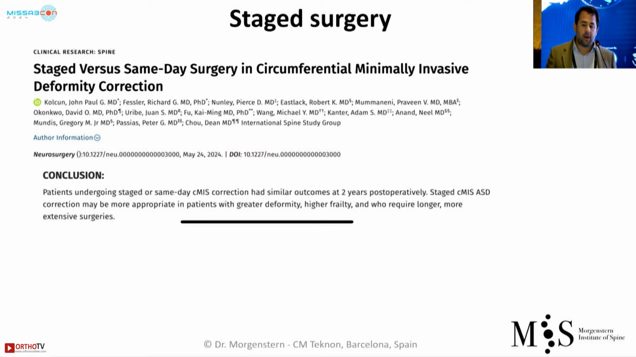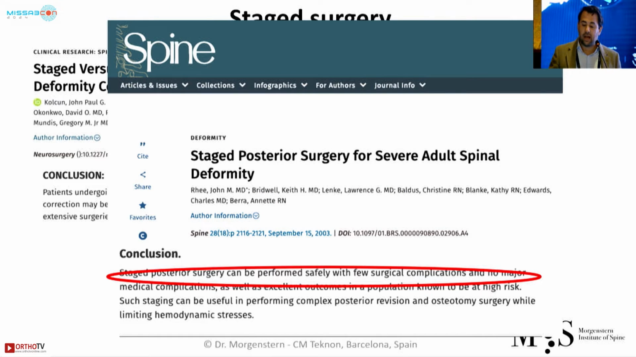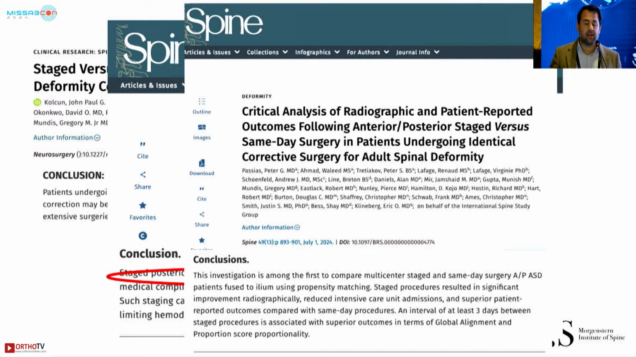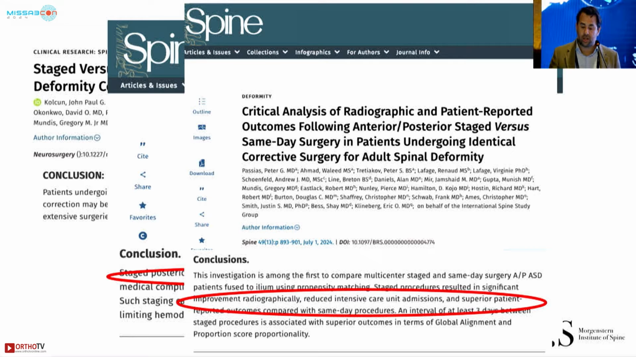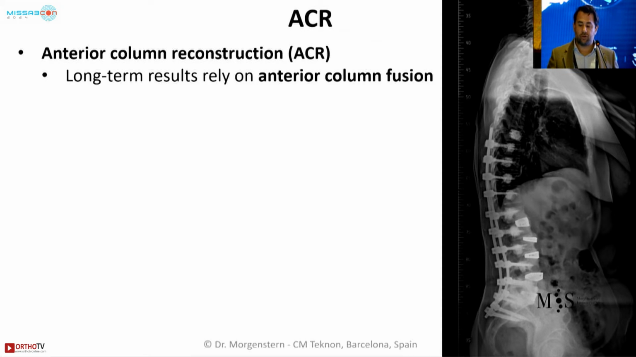So there are a lot of papers on staged surgery comparing it to one-session surgery, and it's similar outcomes. It can be performed safely, and there's this nice paper in Spine where they say that you have fewer ICU admissions and superior patient outcomes compared to same-day procedures.